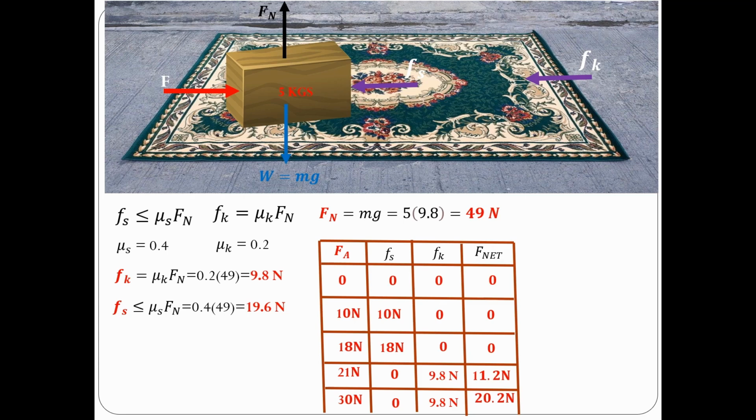So if you are going to increase again the applied force, let's say 30 newtons, the static friction is 0, but there is kinetic friction of 9.8 newtons. So the net force is 30 minus 9.8, which will give you 20.2 newtons. Hoping that this example helps you to understand the difference between static friction and kinetic friction, and how to calculate it based on the applied force.